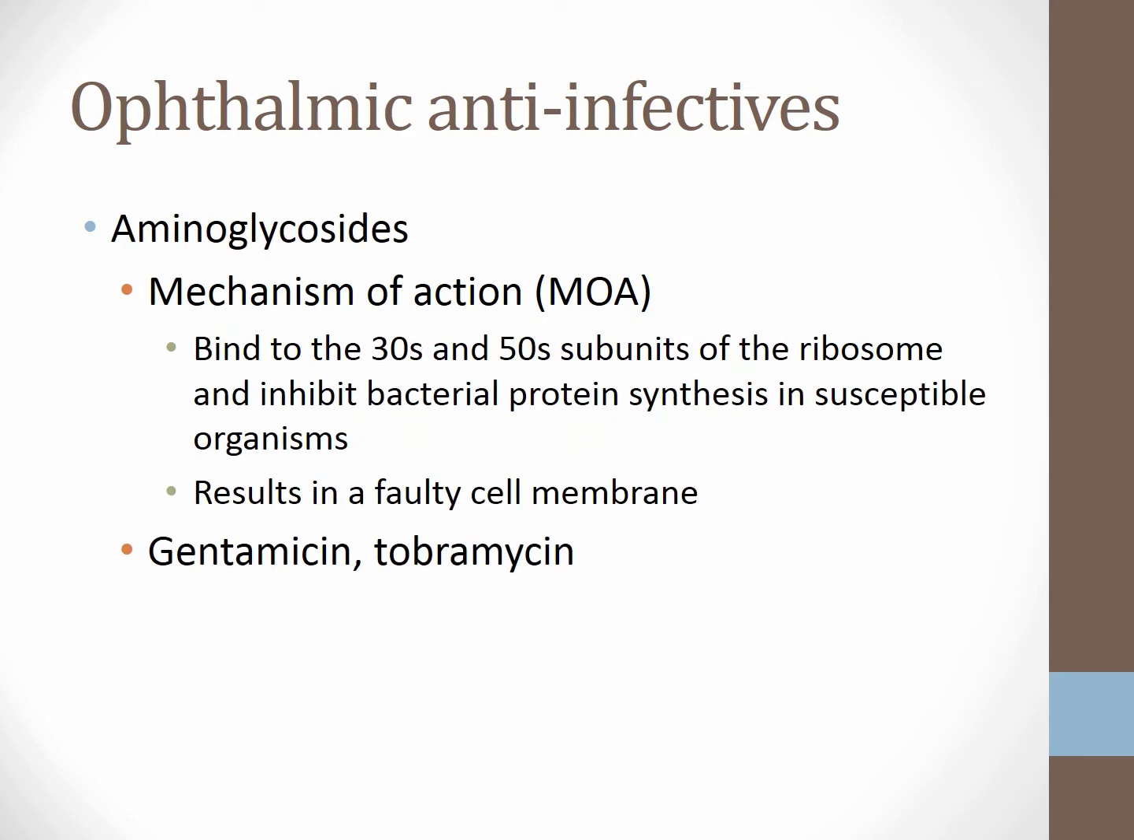Aminoglycosides are also a common antibiotic used in the eye. Aminoglycosides bind to the 30S and 50S subunits of the ribosome and inhibit bacterial protein synthesis in susceptible organisms. What this does is it results in a faulty cell membrane of the organism. Aminoglycosides used in ophthalmic preparations include gentamicin and tobramycin.